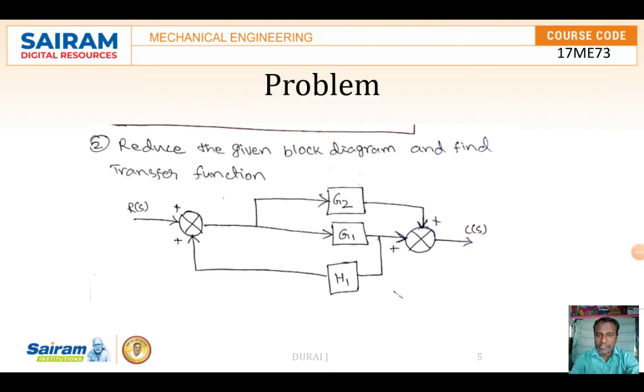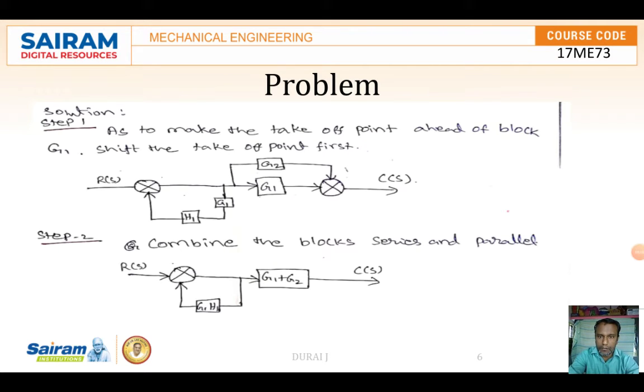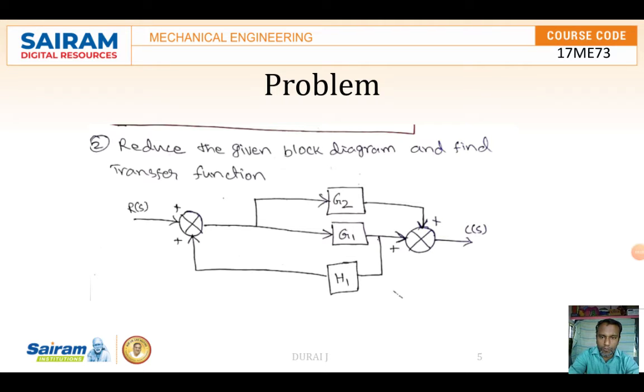So you can check over here, in this R(s) they are given, then G1, G2 same as before, and H1 they will be providing. What is the difference? Here, in between the summing point and the G1, the takeoff point is coming. This takeoff point has to move after the summing point. Then only you can solve, or otherwise you can move it in front of the G1 block.